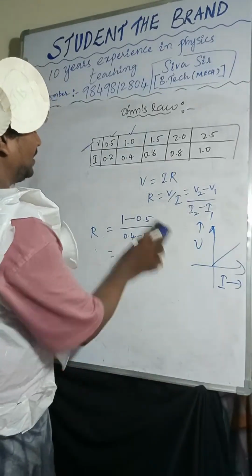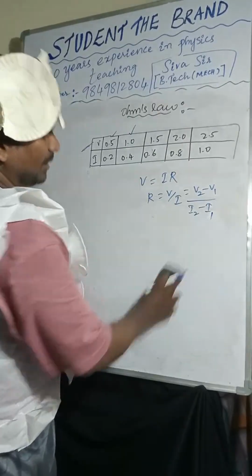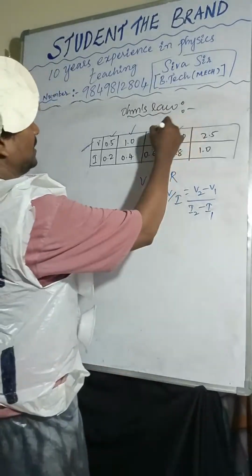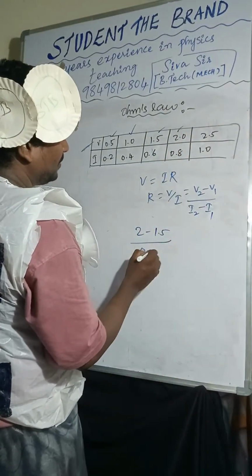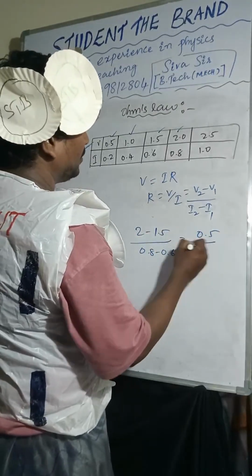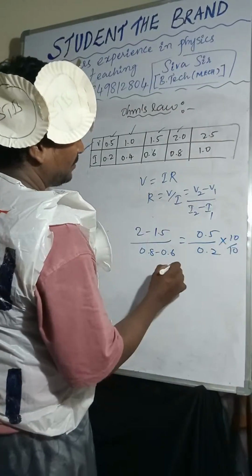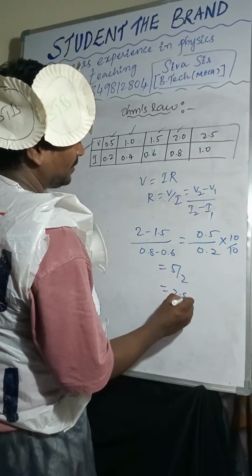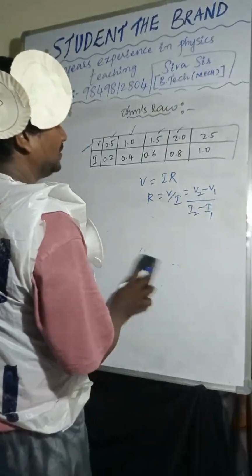One more value I am taking. Here you can see an example. I will take this and this. You can take 2 minus 1.5 by 0.8 minus 0.6. So 0.5 by 0.2, same 10 by 10. You'll get 5 by 2, that is nothing but 2.5. And one more value also I'll do.